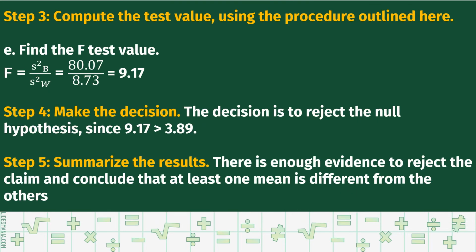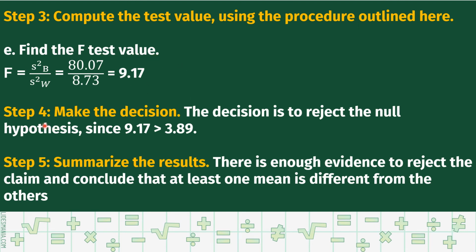For letter E, find the F-test value. The formula in finding the F-test value is the between group variance divided by the within group variance. The value of our between group variance is 80.07 and the value of our within group variance is 8.73, and by dividing we have 9.17. So this now is our F-test value.